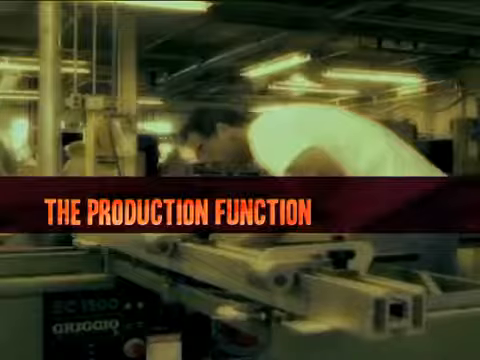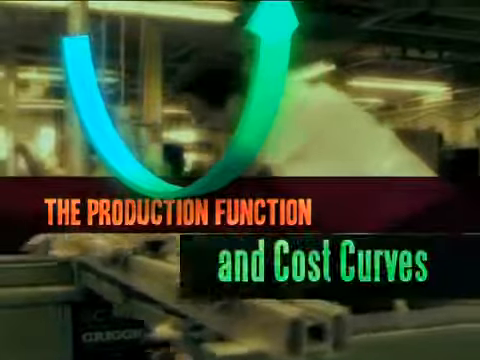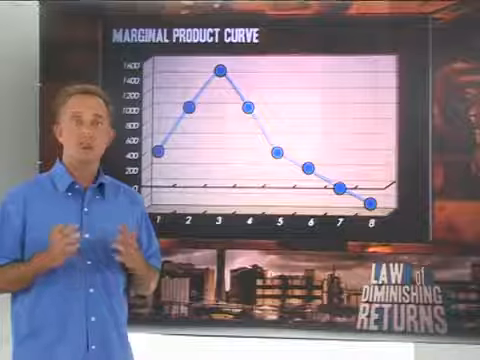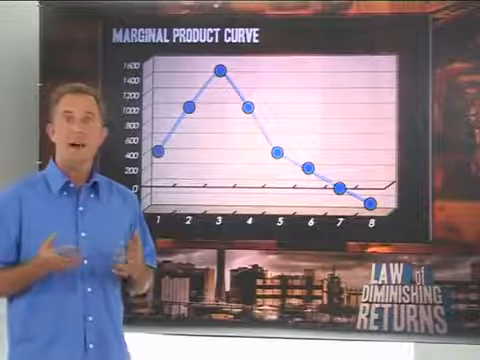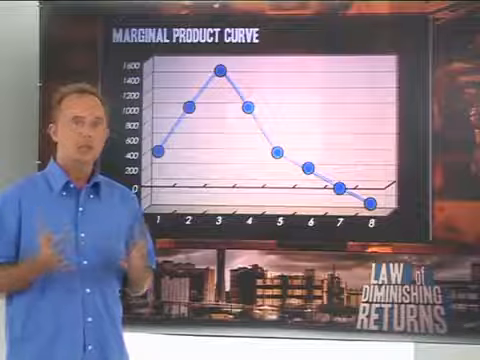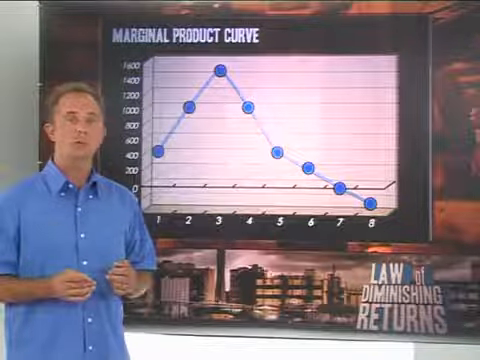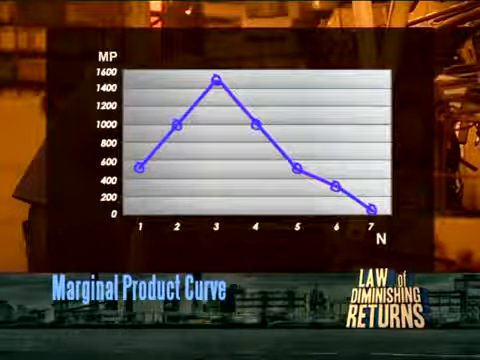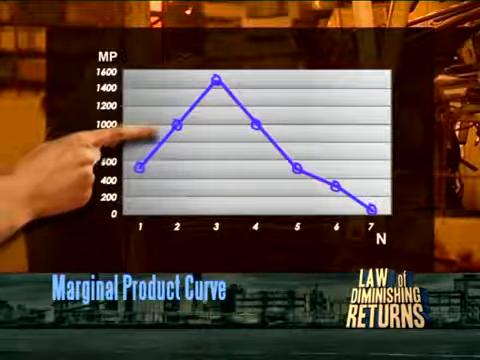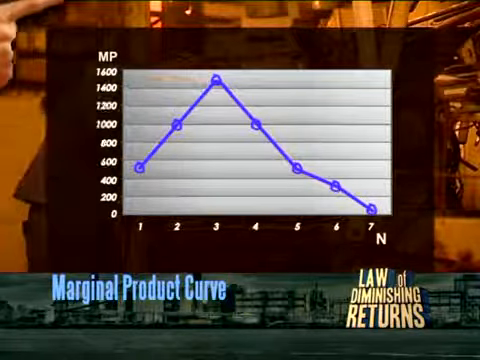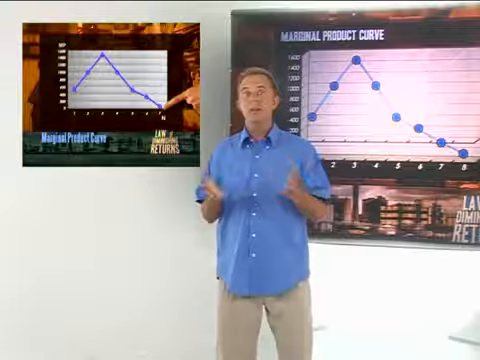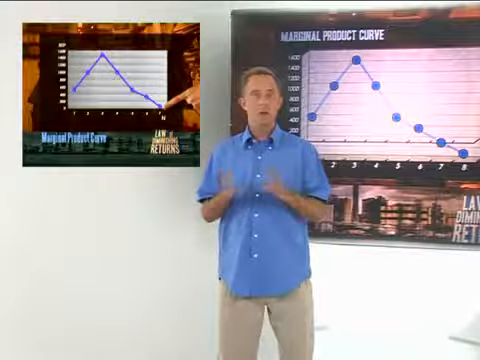The marginal product curve shows the contribution that each additional unit of the variable factor makes to total production. In our case, it shows what each additional worker adds to our output. From the marginal product curve, we can see that the marginal product of labour first increases, reaches a maximum, and then decreases. Let's see how this marginal product curve relates to the marginal cost curve.